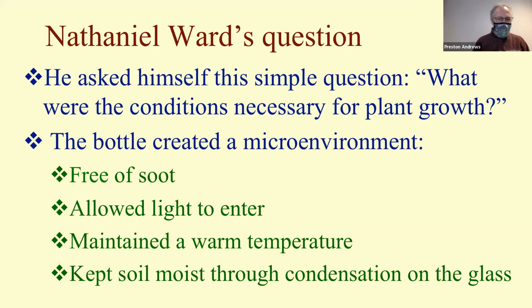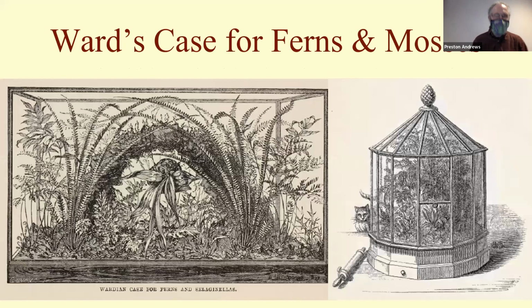Following that first experiment, Nathaniel Ward grew 60 different varieties of plants under glass in various types of bottles and cases. So he spent a lot of time studying this. Ward's home essentially became a botanical library of experiments of growing plants under glass. And this is a fern case, and also growing moss. He loved mosses and he loved ferns. He just loved those plants. And here's a little more ornate case that he had in his home.